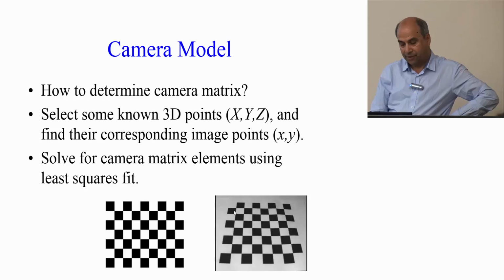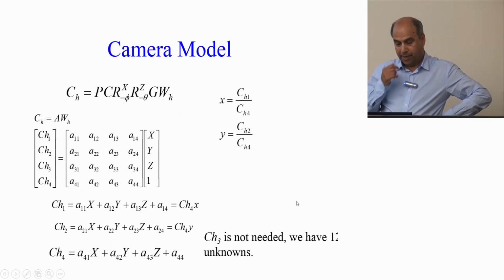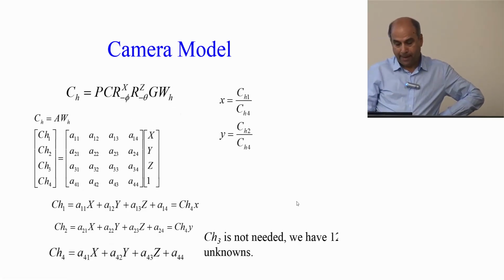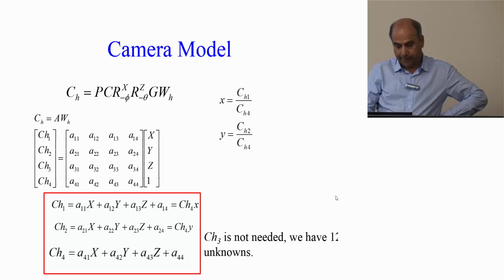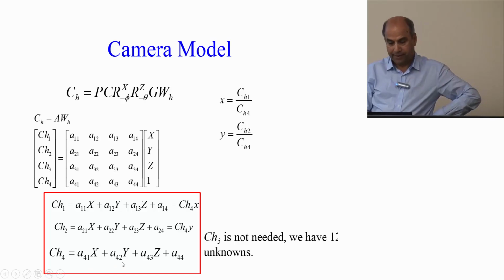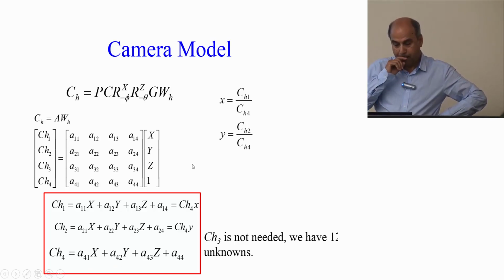So these are the x, y, z, which are the world coordinates, and these are small x, small y, the image coordinates. So that's what we have here. And this we already talked about: CH1 is given by this, CH2 is given by this, and CH4 is given by this, and this is x, this is y. And we don't have to worry about CH3.